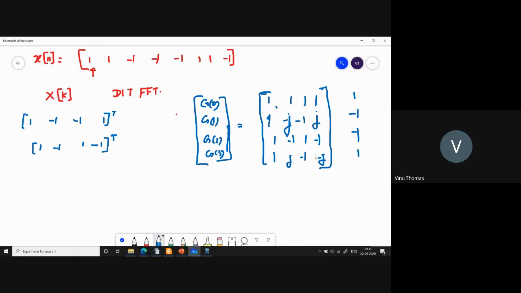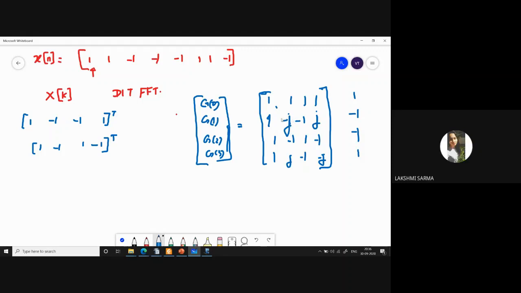This is correct. The first row is 1, 1, 1, 1. The second row is 1, minus J, minus 1, plus J. If you wrote it as plus J in both places in the second row, your calculation would be wrong. Don't you see why this is 1, minus J? Because this would be W4 raised to 1.